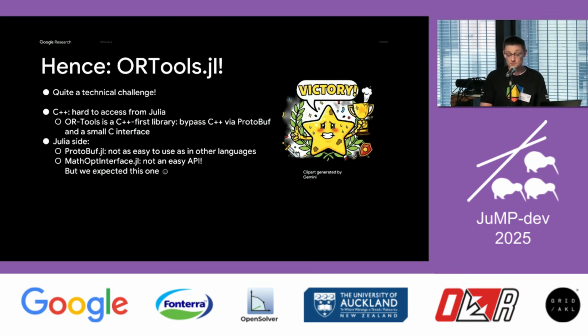On the Julia side, that means that we have to use protocol buffers. There's an existing package that does protocol buffers in Julia, but it's not as easy to use as in other languages. And also, we have a few challenges with MathOptInterface because it's quite a complex interface, but really that was the challenge that we expected in the first place.